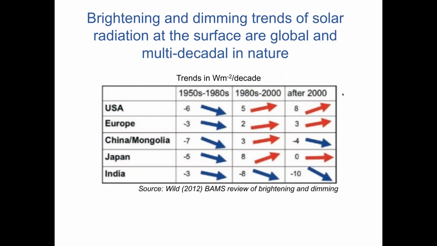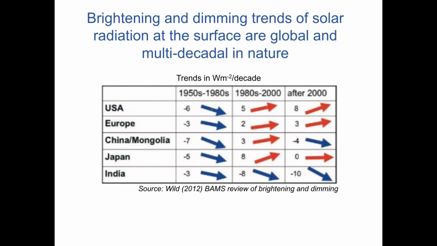Brightening and dimming trends of solar radiation are global and multi-decadal in nature. This is a summary from Martin Wild's BAMS review of brightening and dimming, and it shows that it is indeed global. We have trends from the US, Europe, and a number of Asian sites. And from the 50s to the 80s, there was dimming over the whole globe, essentially. These trends are in watts per meter squared per decade, so they're not trivial.